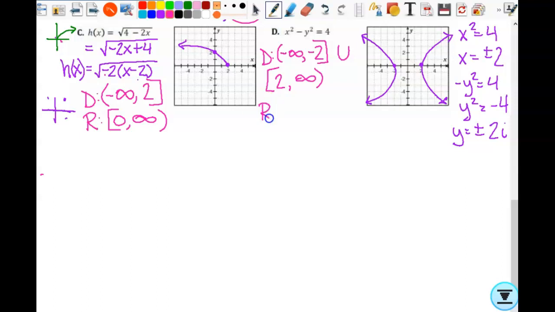All right, so then range. What's the smallest? Where do I start with y? Negative infinity, and I go all the way to positive infinity. Any questions about any of those?